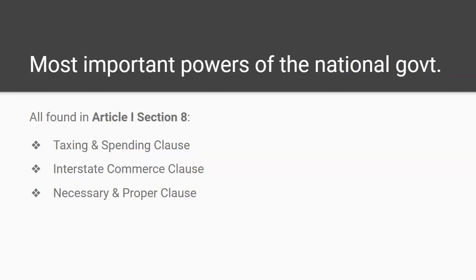Of these 18 powers, 3 in particular stand out. They are the Taxing and Spending Clause. This allows the national government to raise revenue and spend it on nearly anything. This power is the legal source for infrastructure projects like the interstate highway system and huge social welfare programs like Medicare and Social Security. The Interstate Commerce Clause allows the national government to regulate the economy. The last clause, the Necessary and Proper Clause, gives the national government any other powers that may be necessary and proper for carrying out the first 17 powers. If you think this sounds broad and vague, you are correct.